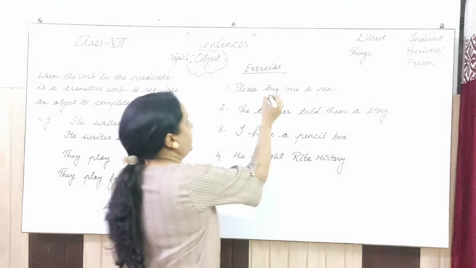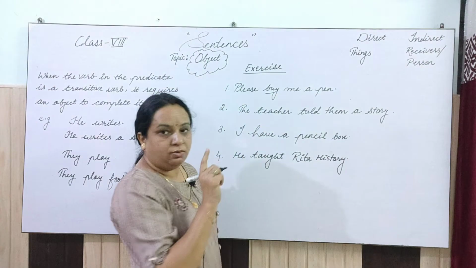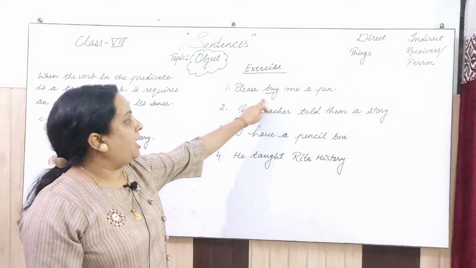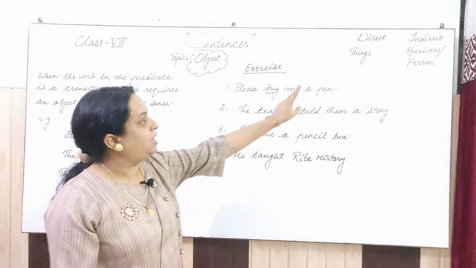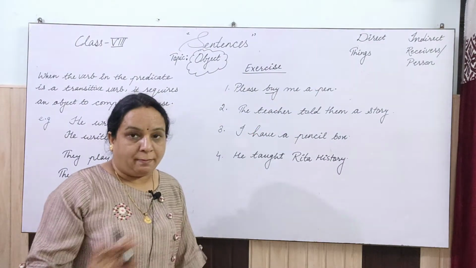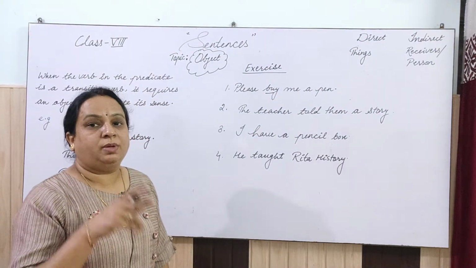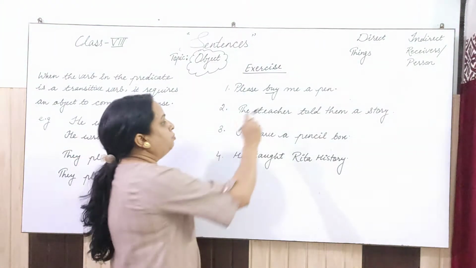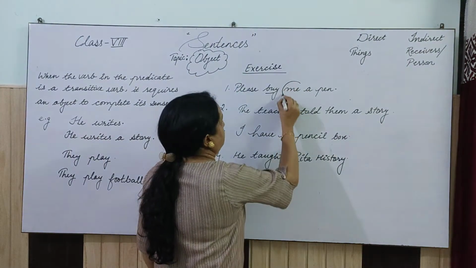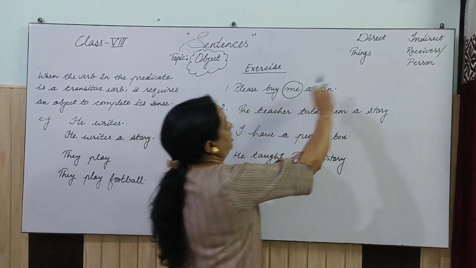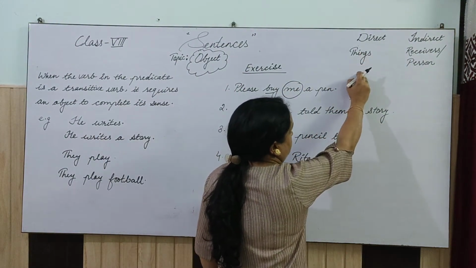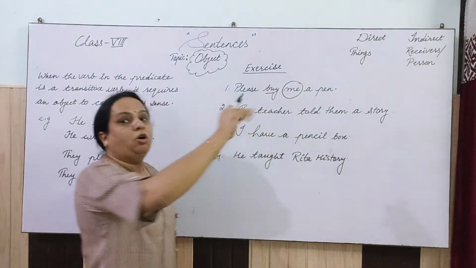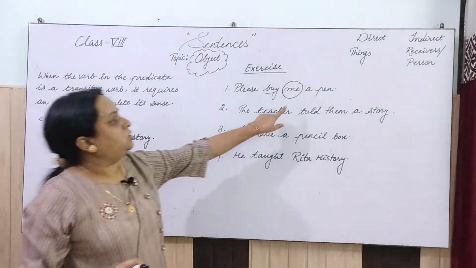So this buy is what? Buy is verb, because object will be after the verb. So this buy is verb. Now we have to see, and it is not compulsory every time that there will be both kinds of objects. Only one can be there. So me and a pen. As we discussed earlier, the direct objects are the things, and indirect objects are the receivers and the persons. Okay, so this me is what?